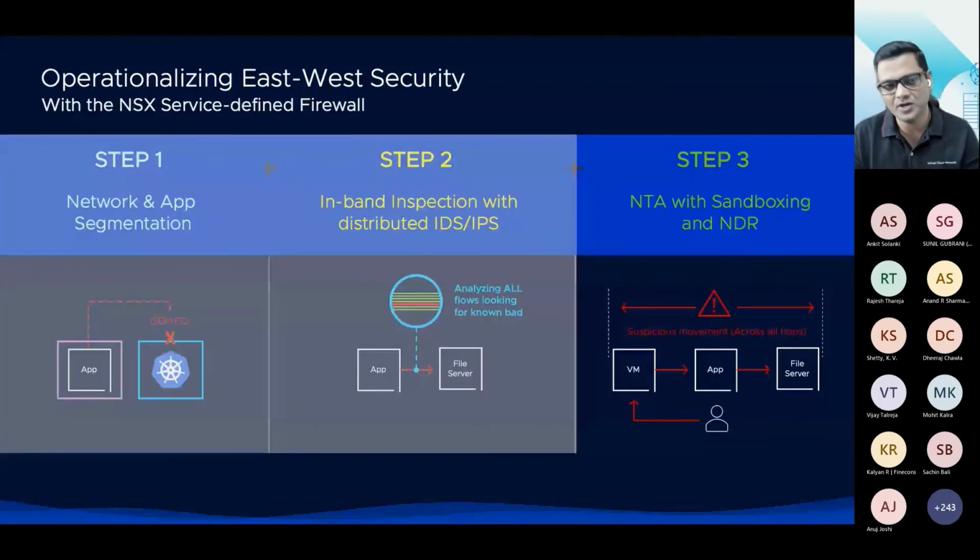And then step 3. If you have to operationalize east-west security, in step 1 you block the known protocols and the known IP addresses. The unknown ones, which come through the legit protocol, you block through IDS IPS. But what about day 0? You'll also have day 0 attacks in your data center. So how do you take care of that? We have a solution for network traffic analysis and network detection and response that helps you take care of the day 0 attacks as well.